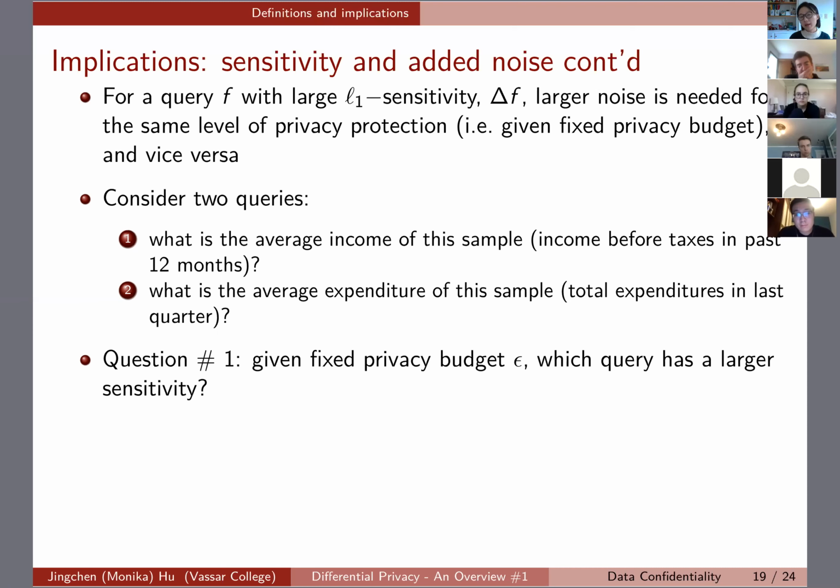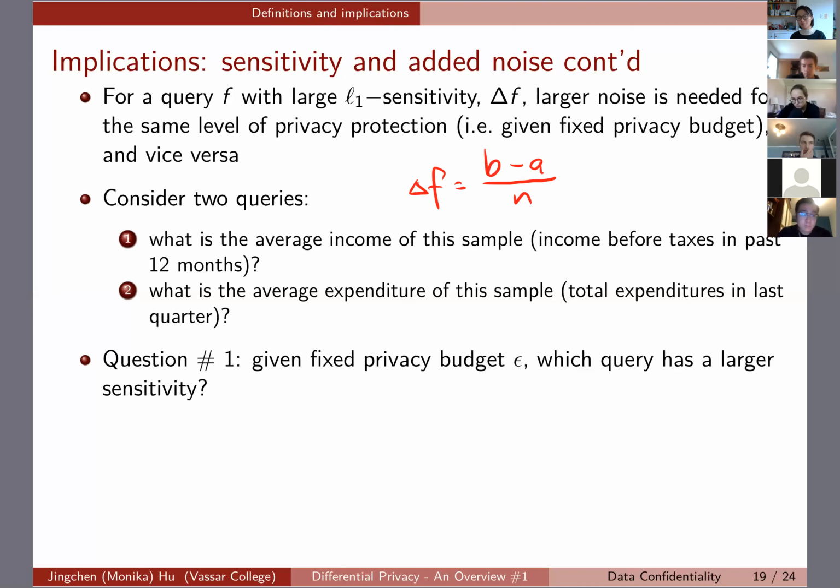We know that both of them are averages, right? So both of them will have a delta f of the form b minus a divided by n, because they're both averages. The same thing is n, because it's the same sample, so they have the same number of observations. The question now becomes, which one will have a larger range of b minus a?